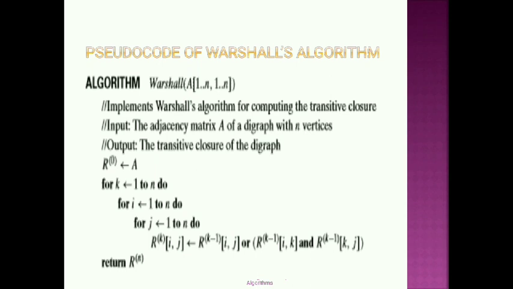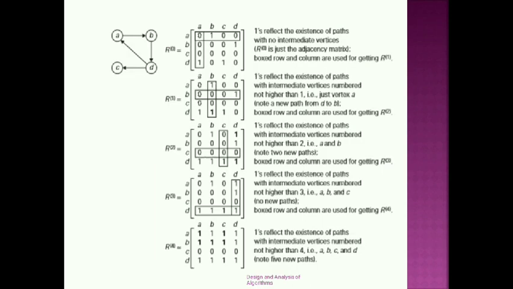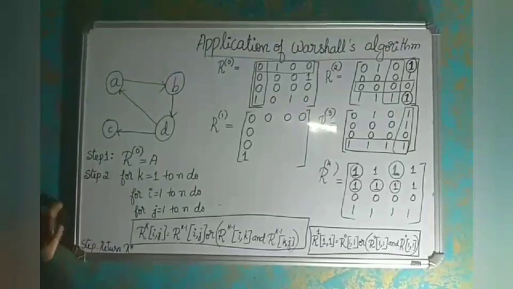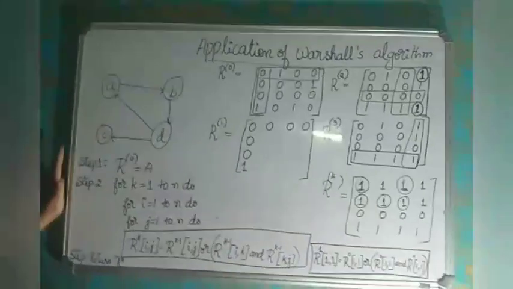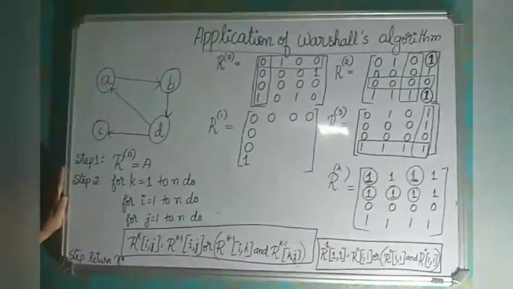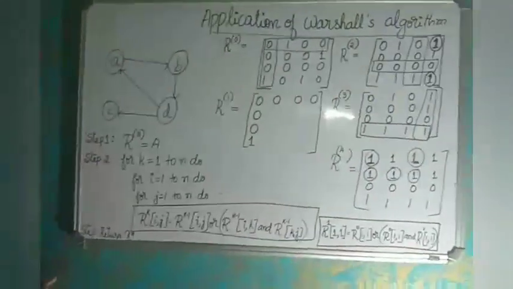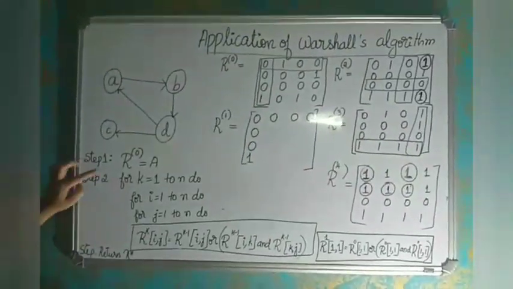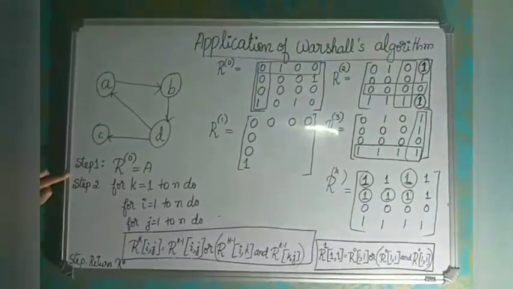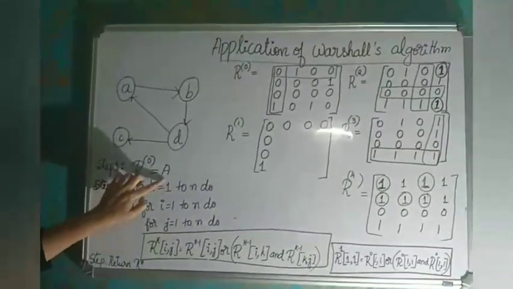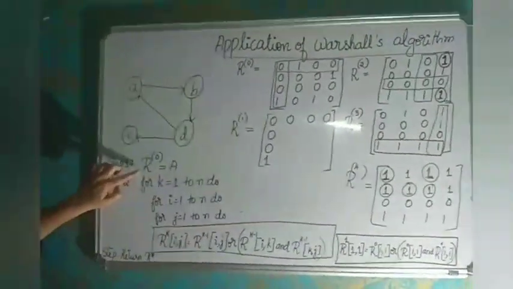Now let us apply Warshall's algorithm to the graph. This is the application of Warshall's algorithm for this graph. This is the same example which I have shown, on how to apply Warshall's algorithm on this graph in order to find the transitive closure. The algorithm I have shown you already. As step 1, you have to initialize the adjacency matrix to R of 0. So finally Rn will have the final answer.